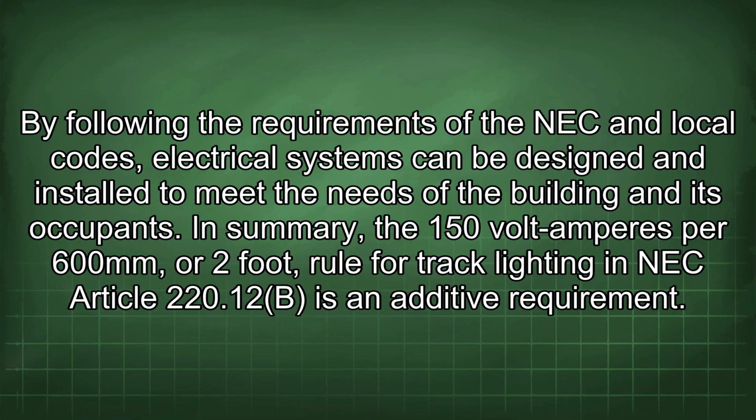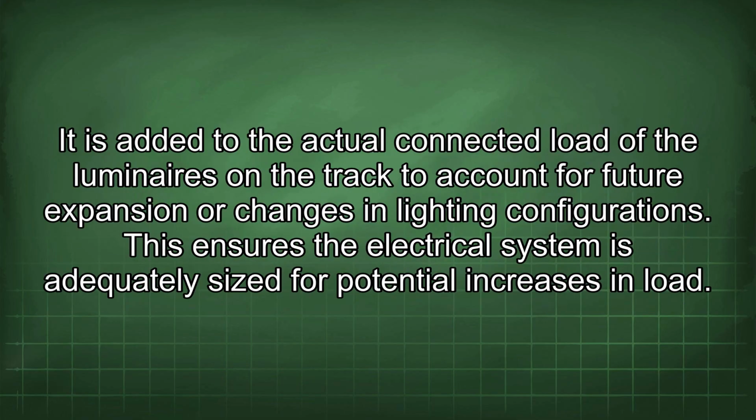In summary, the 150 volt-amperes per 2-foot rule for track lighting in NEC Article 220.12(B) is an additive requirement. It is added to the actual connected load of the luminaires on the track to account for future expansion or changes in lighting configurations. This ensures the electrical system is adequately sized for potential increases in load.